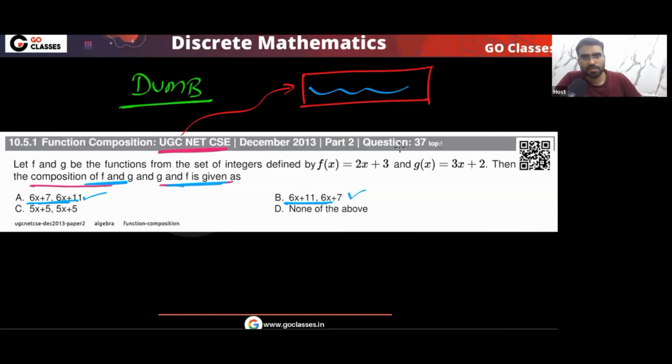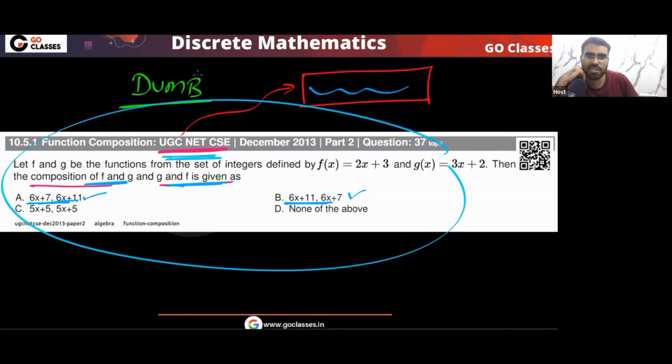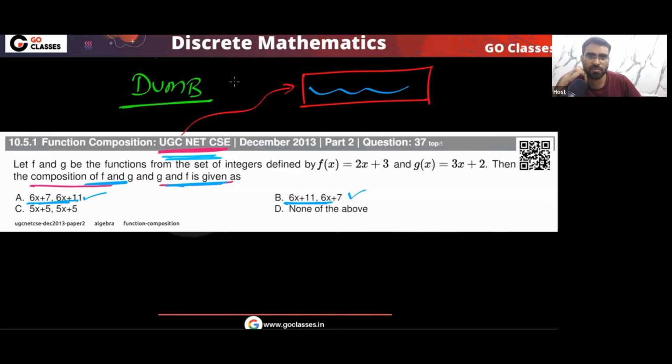But tell me one thing, what do you think? If you are a UGC NET student, preparing for UGC NET, and you are in this exam, which option will you take? Just read the question maker's mind. What do you think, has this person studied Kenneth Rosen or Stanford? This person who created this dumb question, definitely this person has studied Kenneth Rosen.